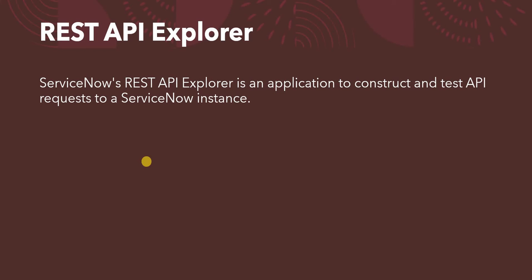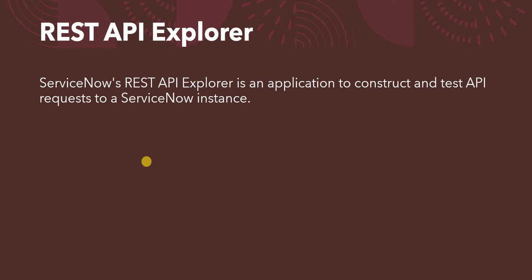Next is what is REST API Explorer. ServiceNow's REST API Explorer is an application to construct and test API requests to a ServiceNow instance. So when you have built your APIs, which we will see in a second, how can you test if it is working or not? For that, ServiceNow has provided a tool called REST API Explorer, which is present in ServiceNow itself, where REST API Explorer acts as a third-party tool that shows how it will be calling your ServiceNow and what response it will receive, whether it will be an error, whether it will be successful or something else. So this is quite a powerful tool provided by ServiceNow to test all your APIs.